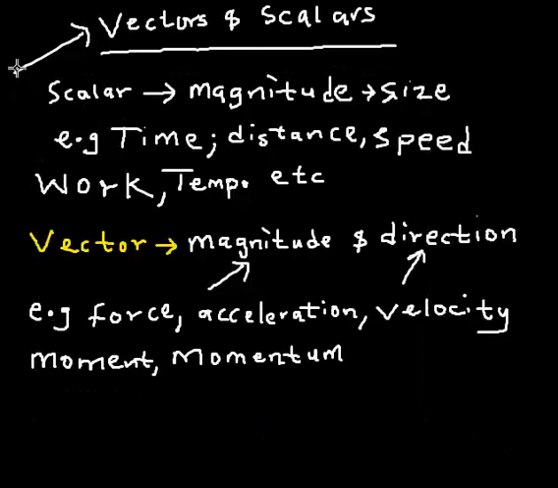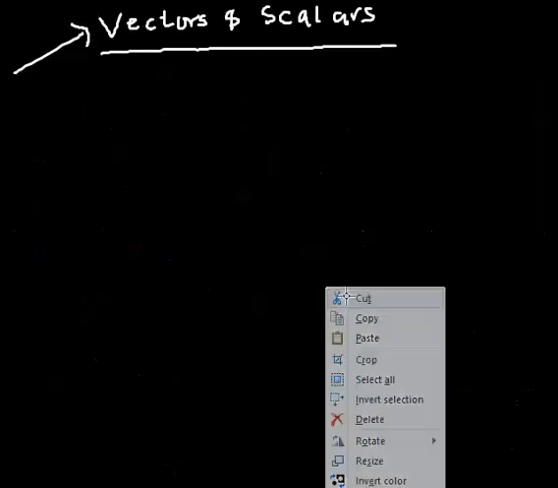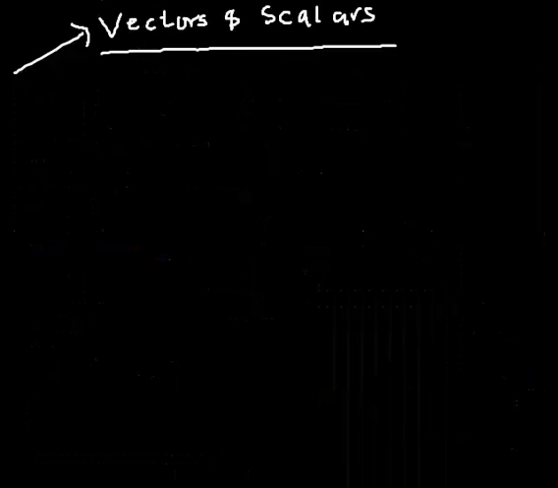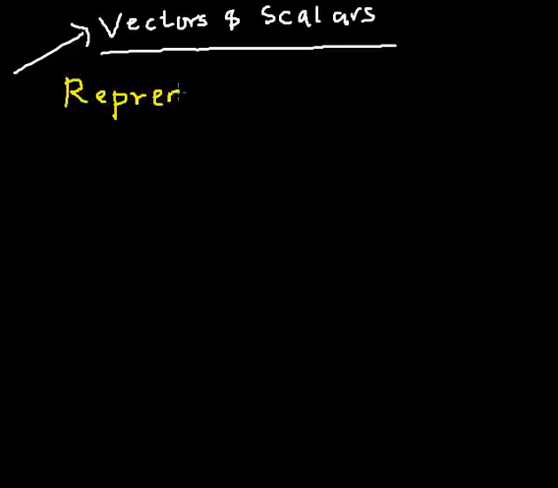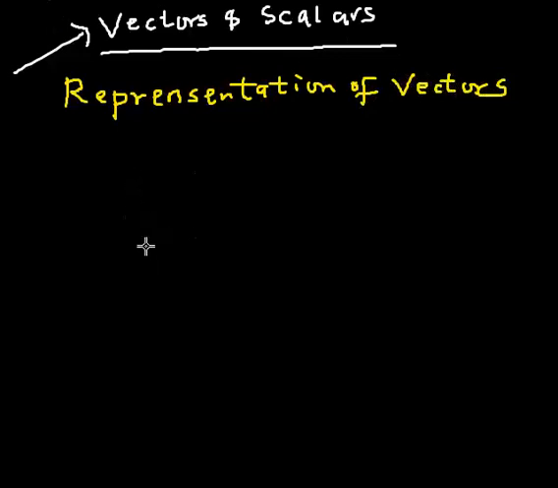The very first thing I want to look at is the representation of vectors. For you to represent a vector, you should take note of the fact that a vector has both magnitude and direction, so you must represent the two. So, representation of vectors. If I want to represent a vector, I'll use a line.